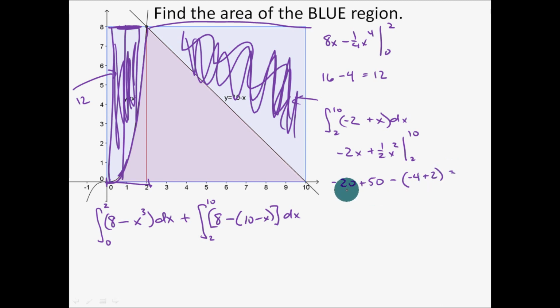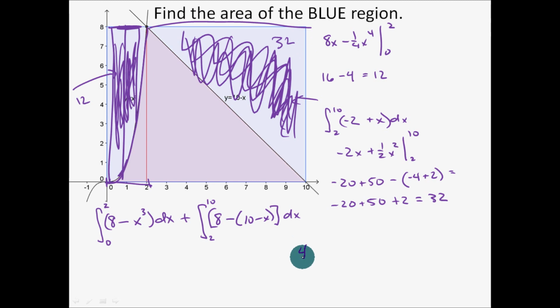All right, so -20. Well, let's do parentheses first. Let's take our time. -4 plus 2 is -2, so that turns into plus 2. So we're going to have -20 plus 50 gives us 30. 30 plus 2 gives us 32. All right, so like we said, this triangle should give us 32, right? So the area of this is 12. The area of this is 32. So the entire area of the blue region is going to be 44 units squared, just like we said in the first slide and just like GeoGebra said. All right, if you have any questions, as always, write them down.